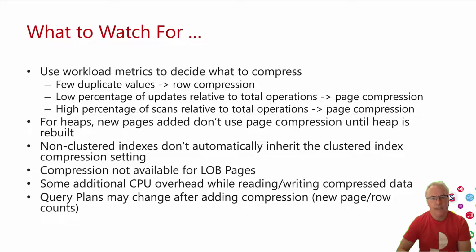We do need to look and see, across your pattern, what's your workload like and is it worthwhile adding in compression as well? So if you only get few duplicate values in your column, row compression is going to be the way to go. You're not going to get any great value going to page compression above that. If you have a low percentage of updates relative to the total operations, then page compression could be of value as well. If there's also a high percentage of scans relative to the total operations, so either a low number of updates or a high number of scans, again, you're going to get good value from page compression.